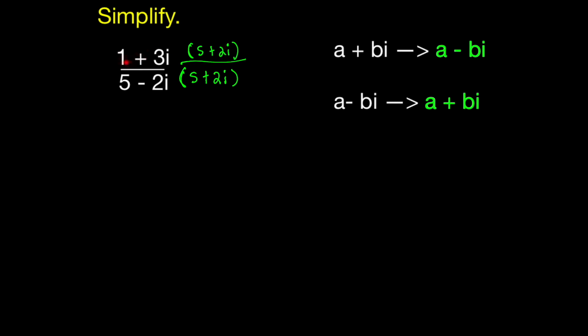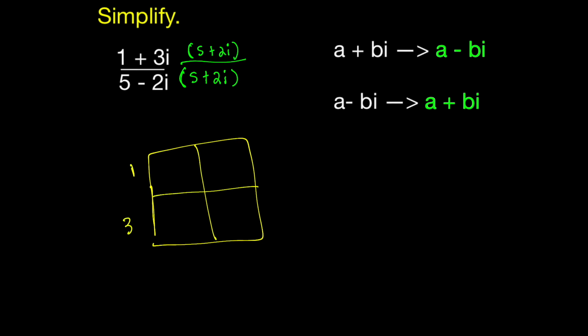Now for the numerator, we have two complex numbers, so let's go ahead and multiply those together with the box method. So we're going to get 1 and 3i, multiply it with 5 and 2i. And doing the multiplications, 1 times 5 is 5, 1 times 2i is 2i, 3i times 5 is 15i, and then 3i times 2i is 6i squared. We're going to look at the diagonal and combine like terms.